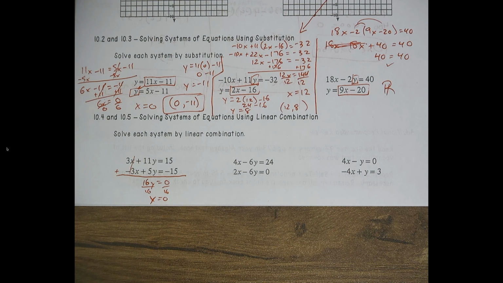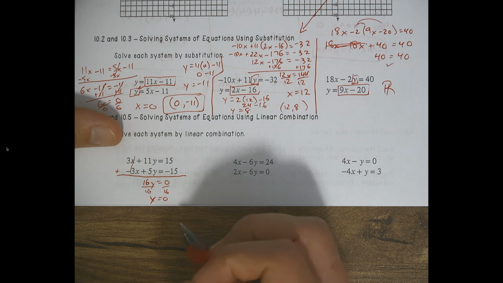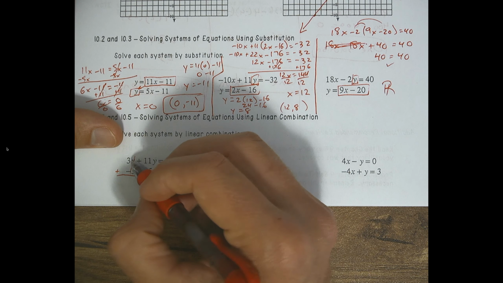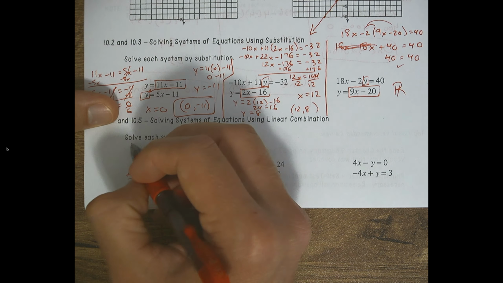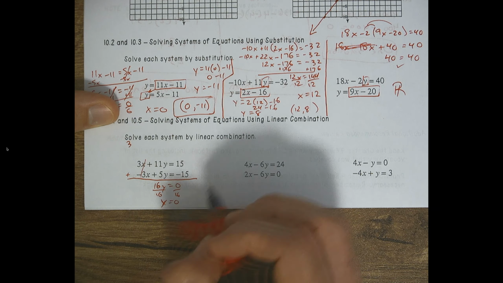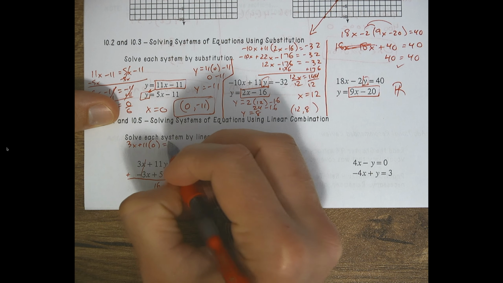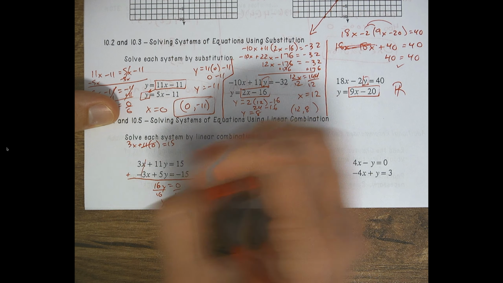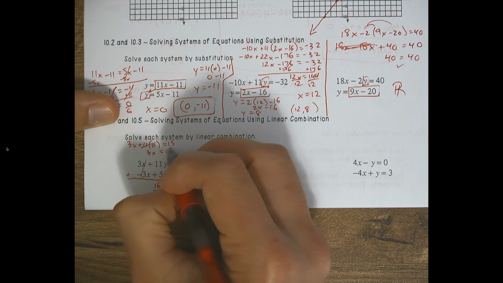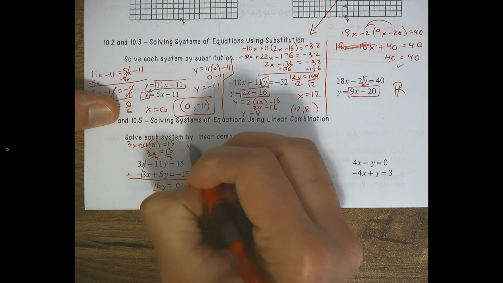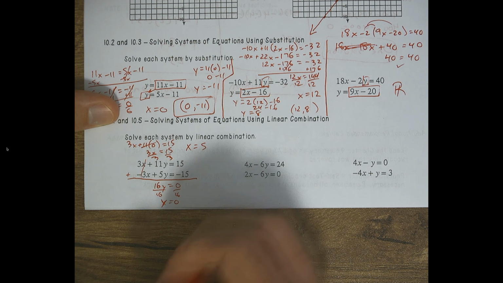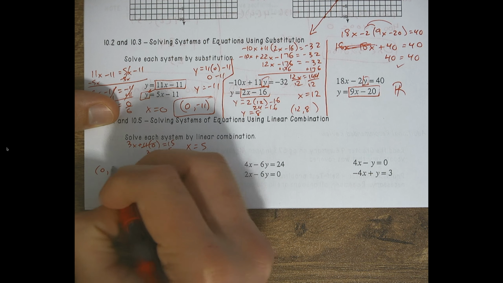So we've already solved for y. And so all we have to do is go back and solve for x. Doesn't matter which one you go back to. So I'm going to do the first one here. So I rewrite it. I'm plugging in for y because that's what I have. 3x plus 11 times 0 equals 15. So this just becomes 0 and goes away. So 3x equals 15. Divide by 3. x equals 5. Final answer, 0, 5.